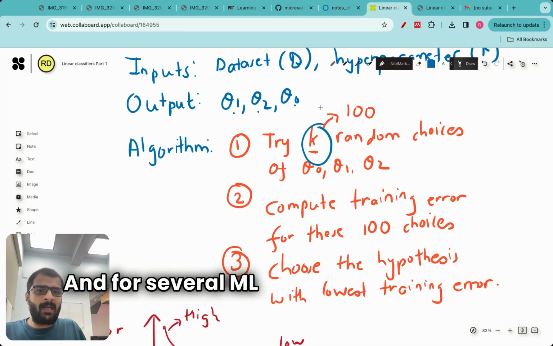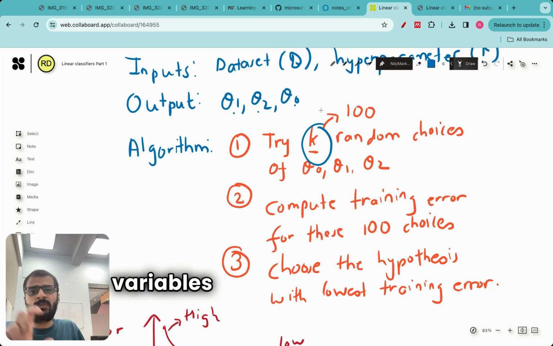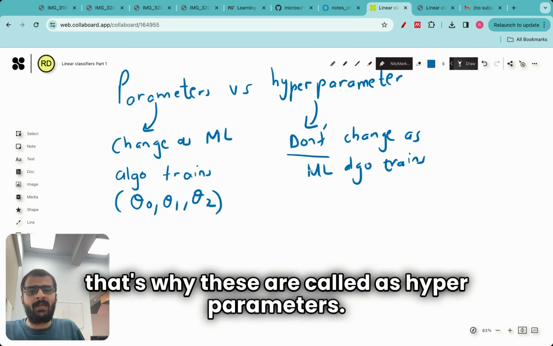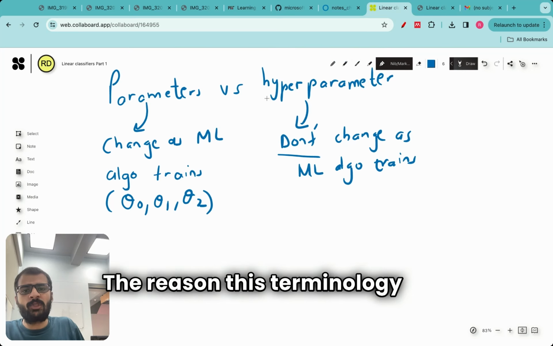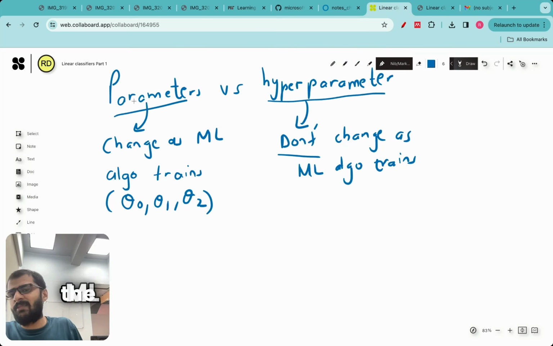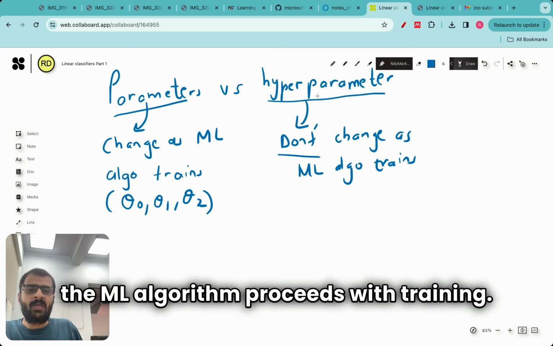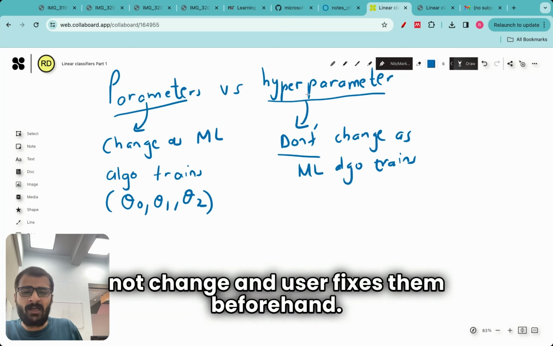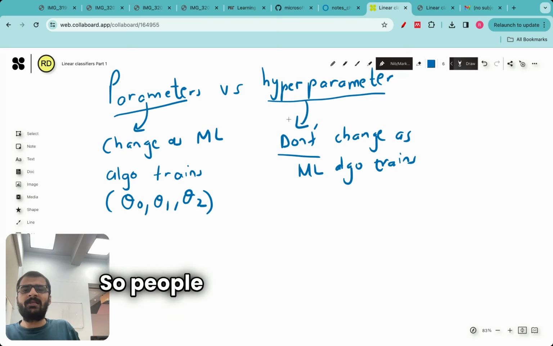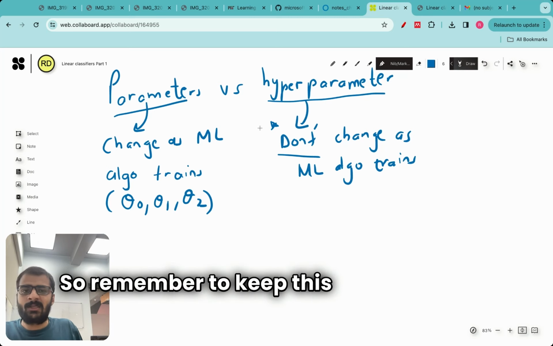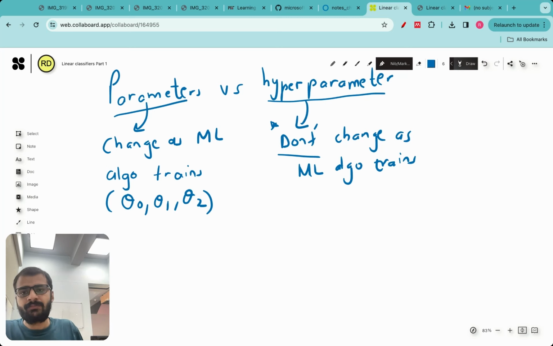And for several ML algorithms, there are some variables which you need to fix beforehand, and that's why these are called hyperparameters. The reason this terminology was introduced was because parameters essentially change as the ML algorithm proceeds with training, but there are some variables which do not change and the user fixes them beforehand. So what do we call them? People just call these hyperparameters. So remember to keep this terminology in mind.